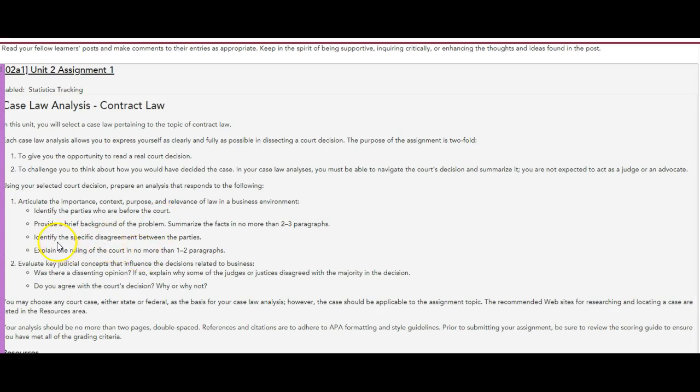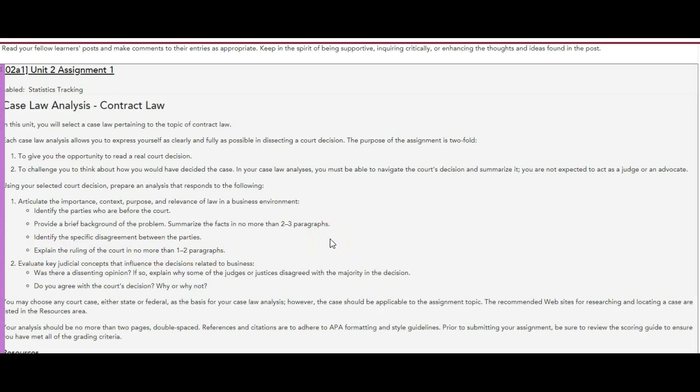Then you want to identify the specific disagreement between the parties. In essence, tell us what each party said about the case, evidencing the fact that they disagreed and it had to be resolved by the court. Now, you next want to explain the ruling of the court, typically in no more than 1 to 2 paragraphs.